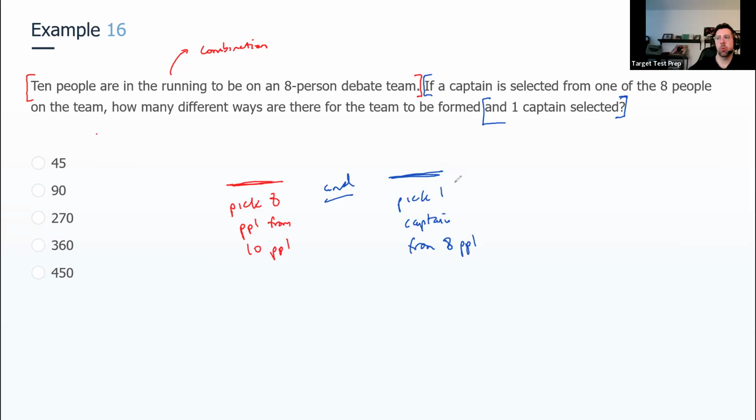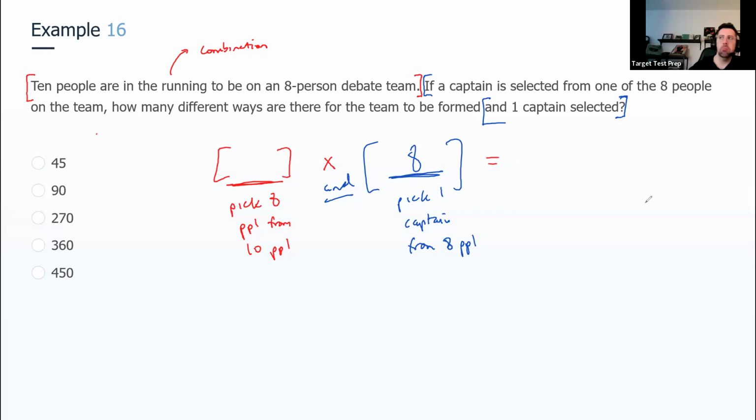How many ways are there to pick 1 captain from 8 people? Let's just focus on this part for a second. Think back to the belts and shoes and shirt problem. There's just 8, right? So that piece is 8. And whatever number we get for the first piece, what are we going to do with these 2 numbers once we have them? How are we going to combine them? Add, subtract, multiply, divide? We're going to multiply. So it's going to be something times 8.